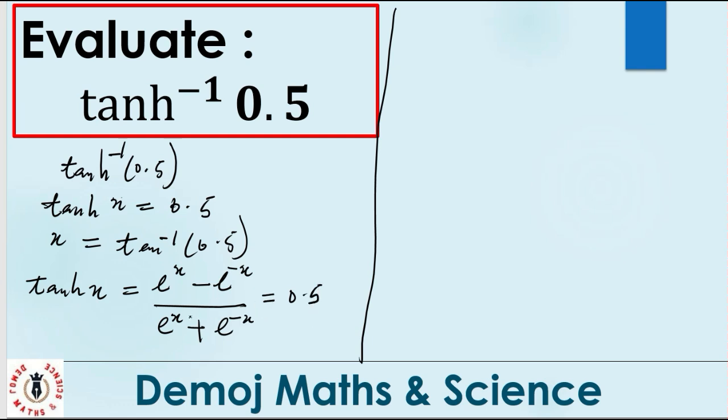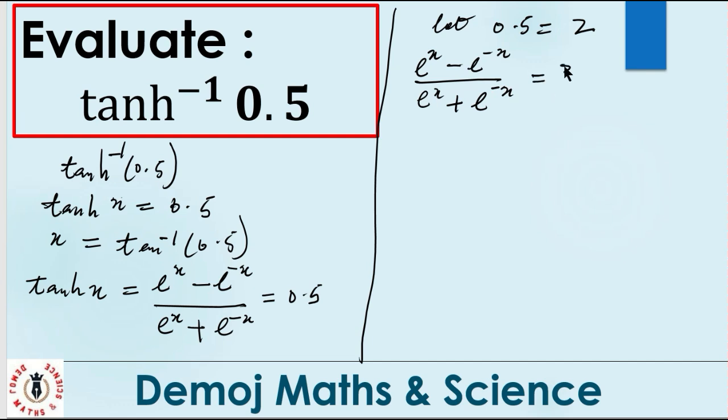Now to reduce this complexity, I want to just represent 0.5 with the letter z. So let 0.5 be the same thing as z. Now, invariably we are saying that e raised to the power of x minus e raised to the power of minus x over e raised to the power of x plus e raised to the power of minus x is the same thing as z.